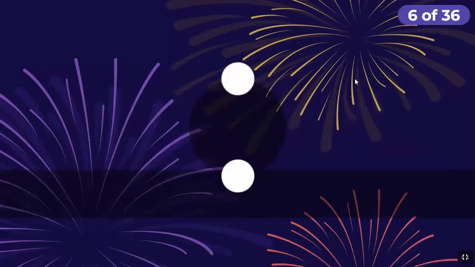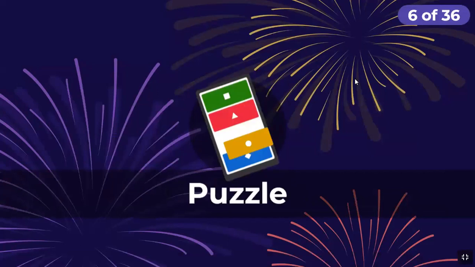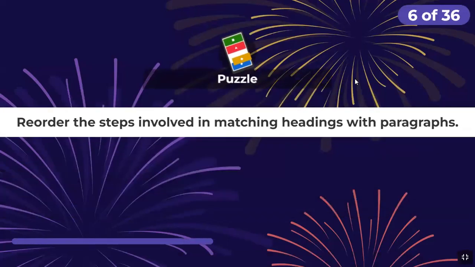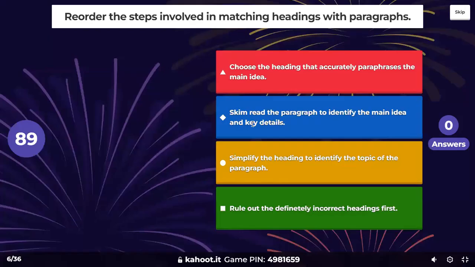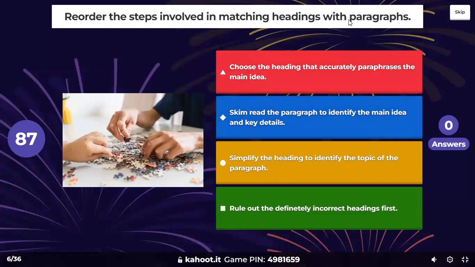Okay, great. Now this is a puzzle. What are you going to do now? Reorder the steps involved in matching headings with paragraphs. Normally, there are some steps that you need to go through. Put them in the right order, from the first one until the last one. You have 1 minute and a half. If you finish earlier, it's okay.